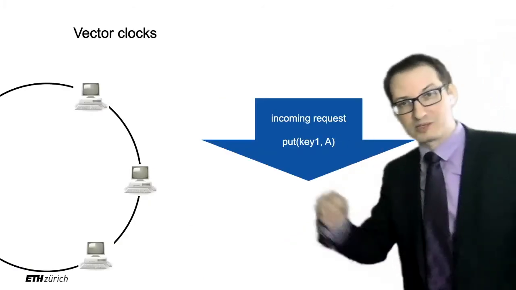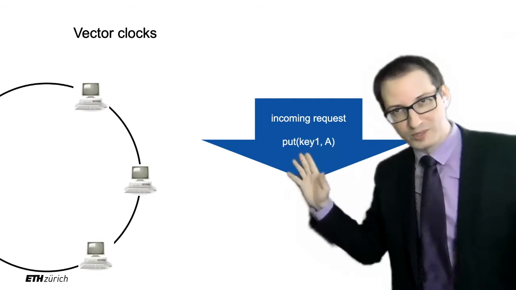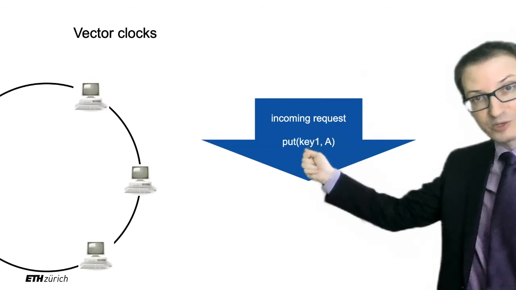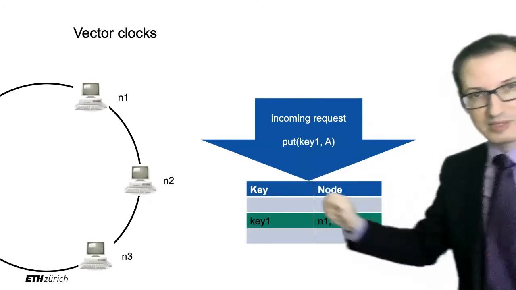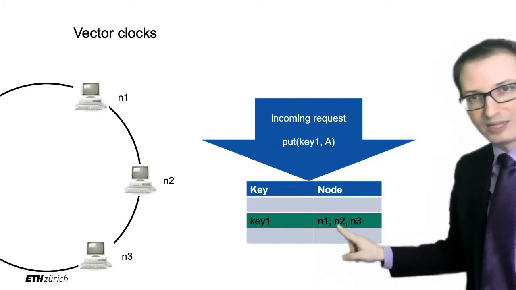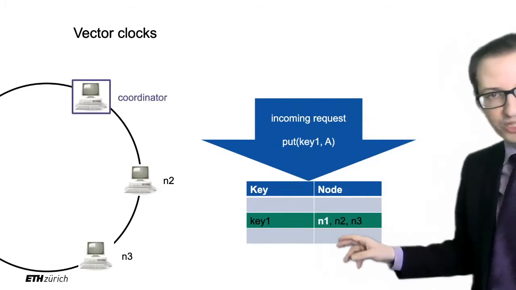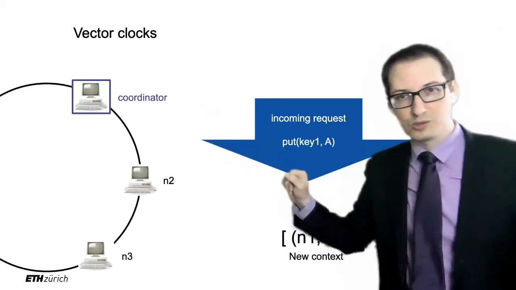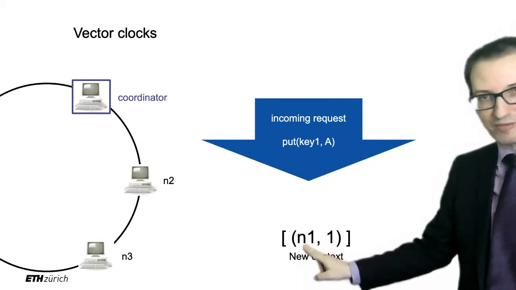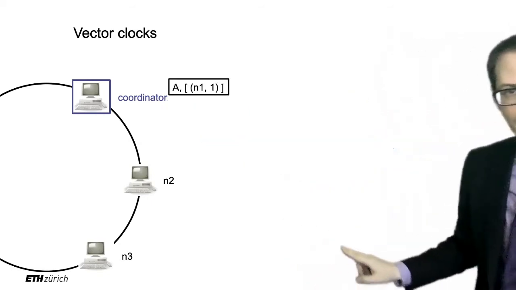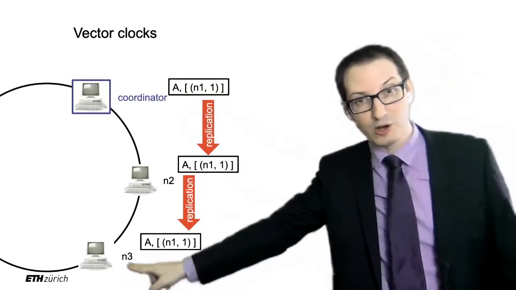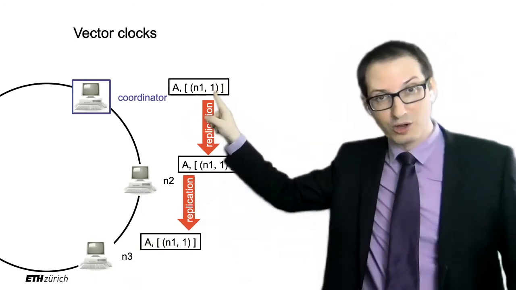So I have an incoming request. Somebody wants to put key one, it's always going to be key one to keep it simple for this example, value A associated with key one. What happens is that it's going to be stored on these three nodes right there. The preference list has N1, N2, N3 because of the interval in which it is. This is the coordinator. So the coordinator is creating that new context, okay? The highest version so far for N1, this node right there, is one. And then we store A associated with this vector clock and we replicate to the other two nodes, right? Again, this is the vector clock, that's the context.